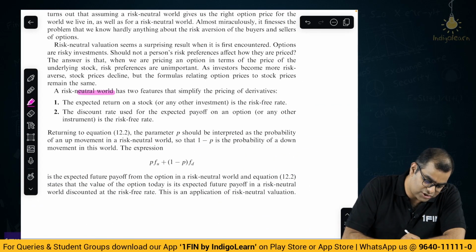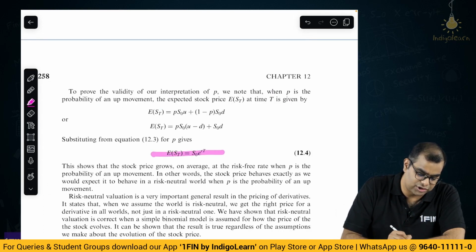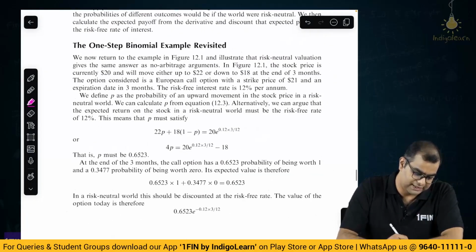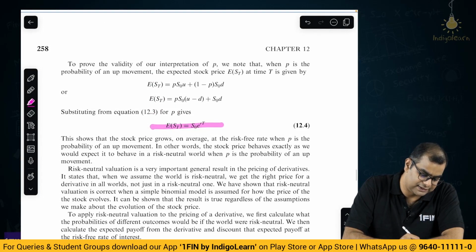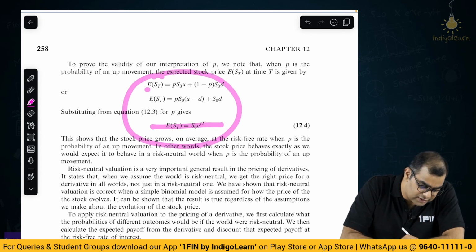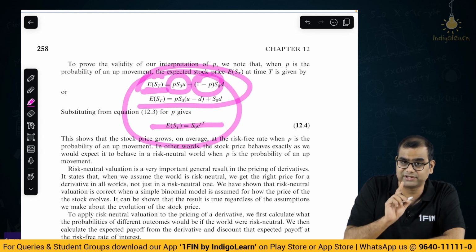The risk neutral world has two features for pricing of derivatives. The expected return on a stock is the risk-free rate. The discount rate used to discount the expected payoff on an option is the risk-free rate. In this, they are saying the expected future stock price is basically your futures price. They have said the same thing we discussed in the CA material: the expected price of the stock in future is probability times up move plus 1 minus probability times spot price times down move. This is what is given in the CA Institute material.